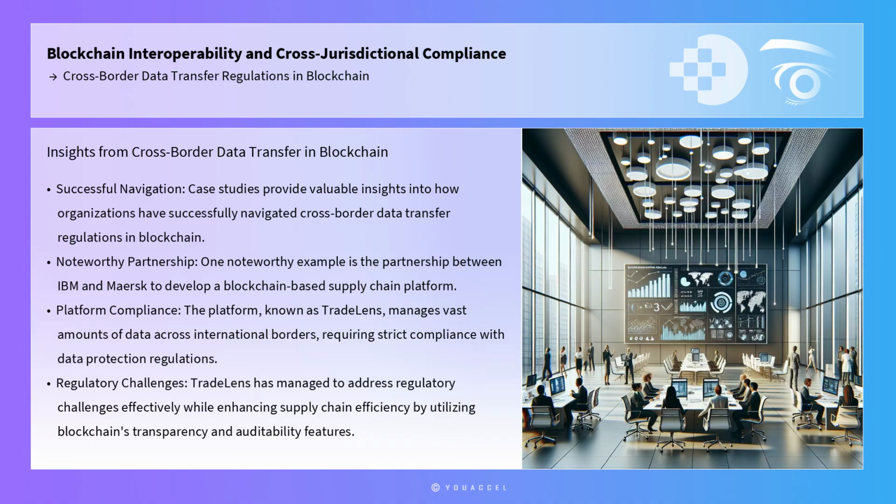Case studies provide valuable insights into how organizations have successfully navigated cross-border data transfer regulations in blockchain. One noteworthy example is the partnership between IBM and Maersk to develop a blockchain-based supply chain platform. The platform, known as TradeLens, manages vast amounts of data across international borders, requiring strict compliance with data protection regulations. By utilizing blockchain's transparency and auditability features and implementing robust data governance frameworks, TradeLens has managed to address regulatory challenges effectively while enhancing supply chain efficiency.